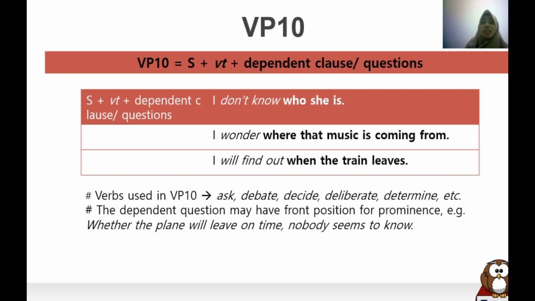The dependent question may have front position, or usually the position is changed into the fronting position to show the prominence, to show that the information is important. For example, whether the plane will leave on time, nobody seems to know. Actually, the normal position will be nobody seems to know, but because the speaker considers the information that whether the plane will leave on time is prominent or important, so this dependent clause can be placed in front position of the sentence.